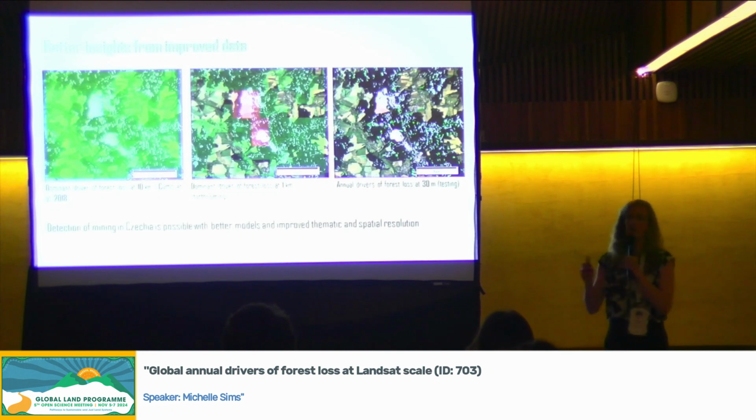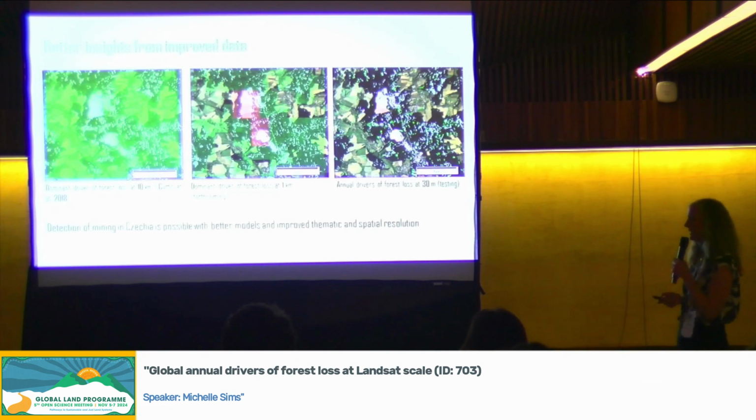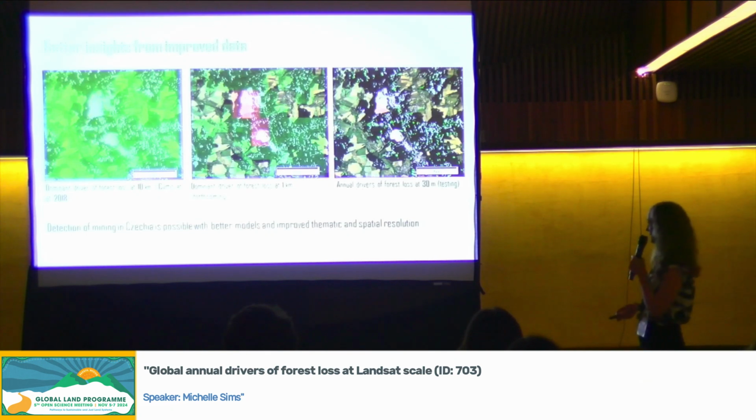So just to wrap up everything, this is showing how the improved data can increase the insights that we derive from it. On the left is the original product that I mentioned at the beginning, the 10-kilometer drivers of forest loss data that was released in 2018, which classifies this whole area as forestry. In the middle is our 1-kilometer product, which detects tree cover loss due to the expansion of this mine in the middle. And then finally, our annual driver of loss product that we're currently testing. And this example is in Czechia.